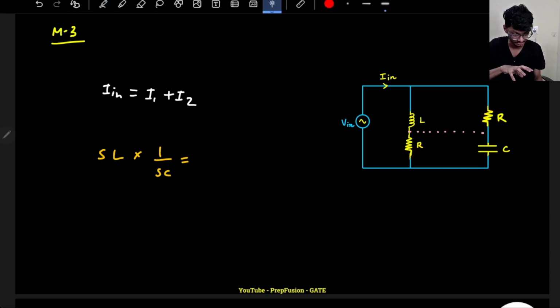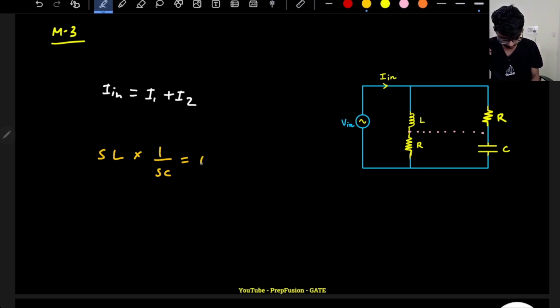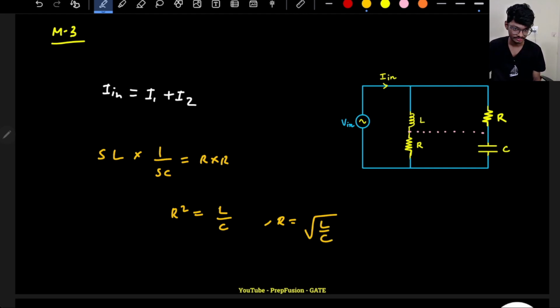If the bridge is balanced, then only it will be a totally real circuit. So from here R into R, S gets cancelled, so your R square is equal to L by C, and your R is equal to under root L by C. So we get the same result, but the problem is I am not able to prove why this is the case.